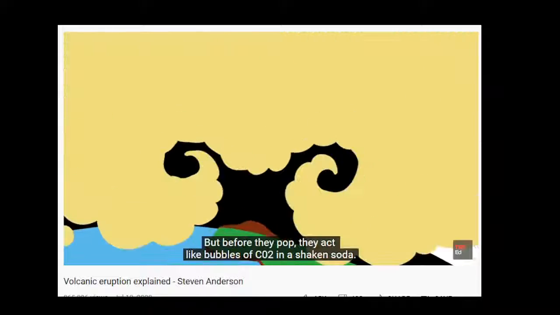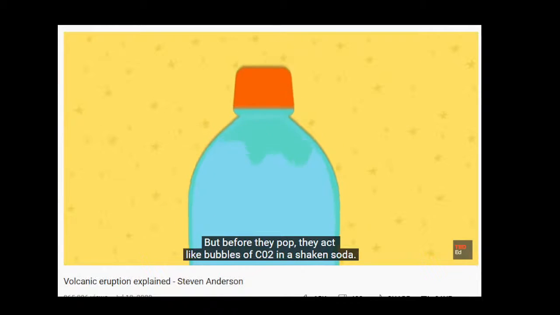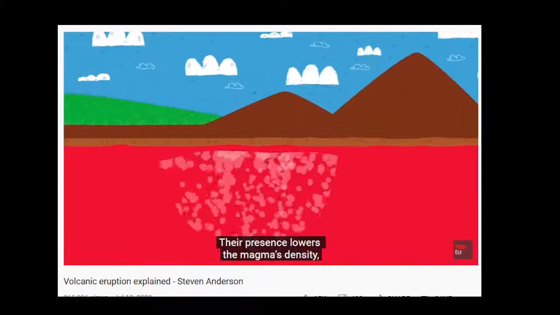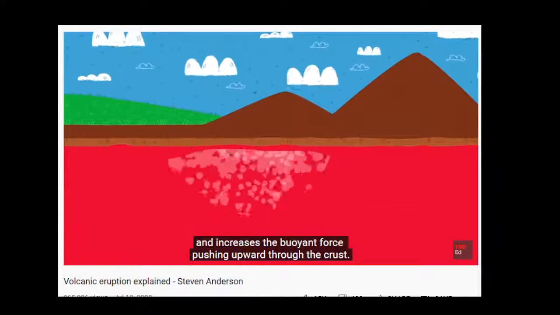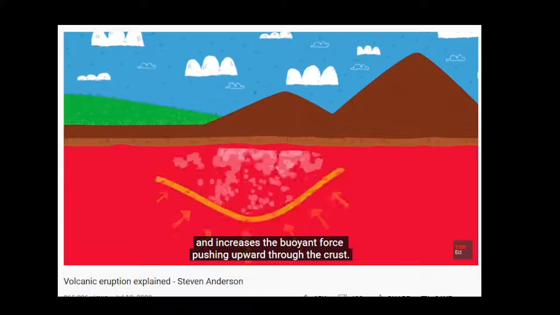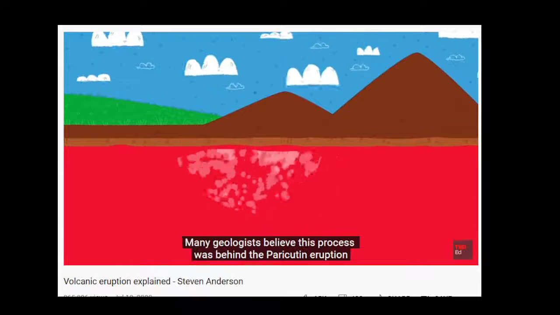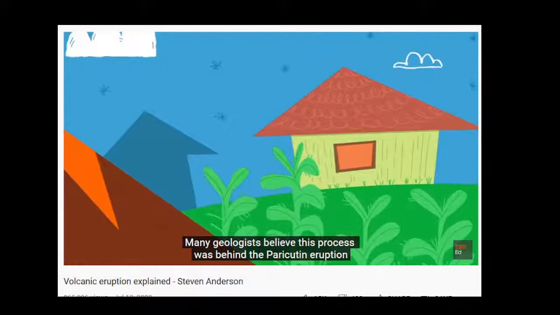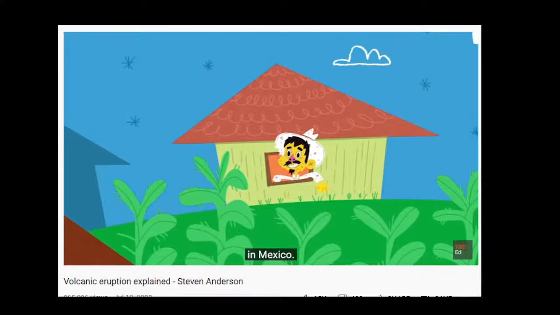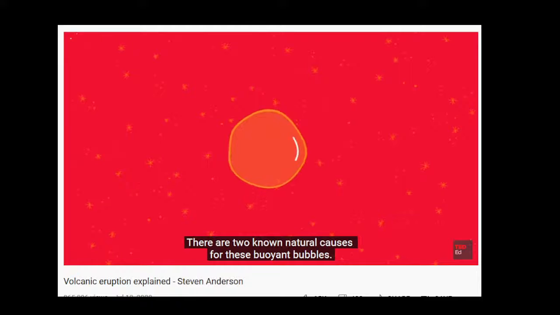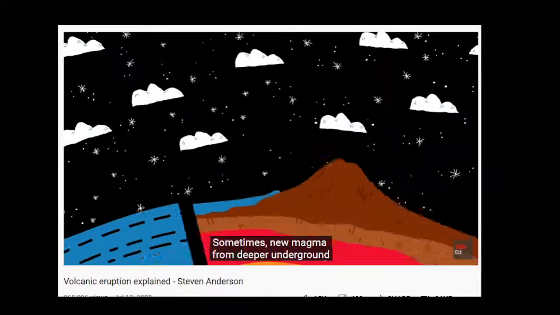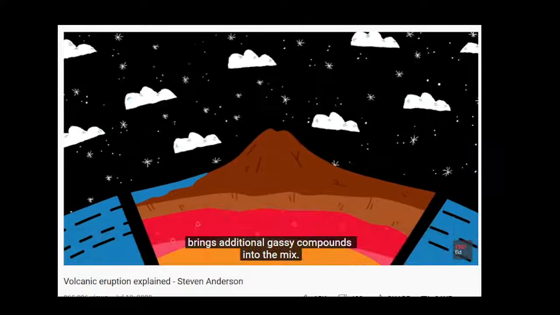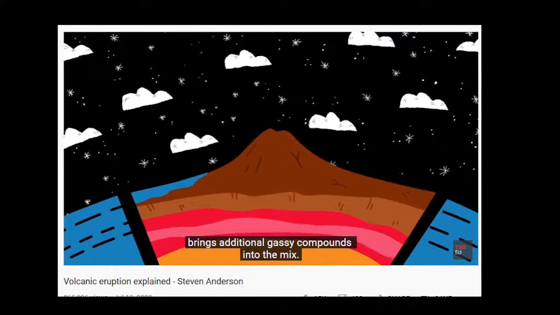But before they pop, they act like bubbles of CO2 in a shaken soda. Their presence lowers the magma's density and increases the buoyant force pushing upward through the crust. Many geologists believe this process was behind the Paracutin eruption in Mexico. There are 2 known natural causes for these buoyant bubbles. Sometimes, new magma from deeper underground brings additional gassy compounds into the mix.